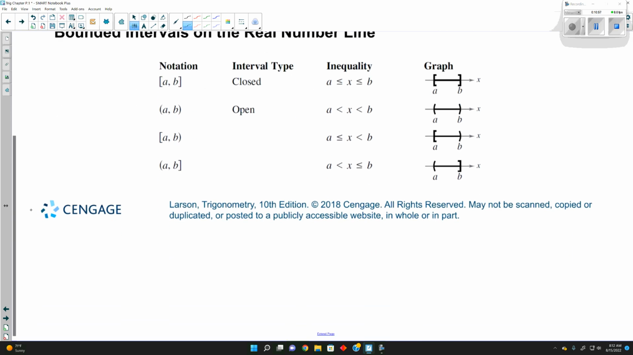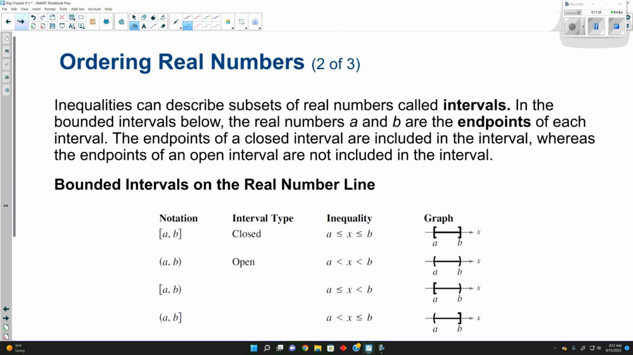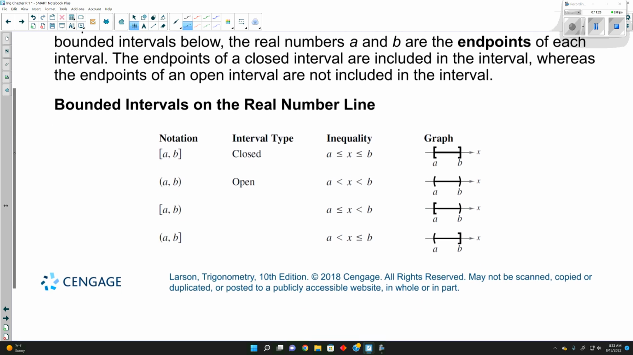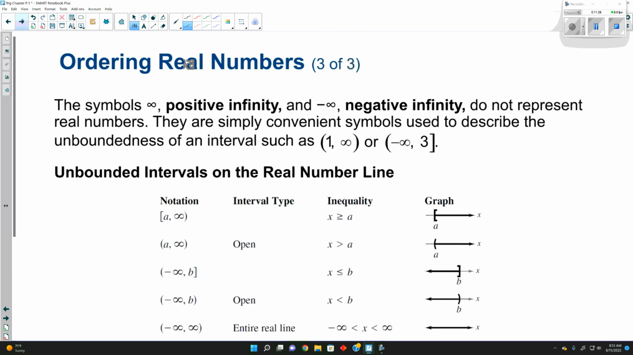We have different sets that we can have. We can have bounded. Bounded means that there's two ends. There's a start and finish for every single one. And there's different ways we can have it. We can have it closed where we have brackets on either side, both filled in. Or we could have it open, parentheses on both sides, so open circles. Or we can have it half, where one's closed and one's open, or one's open and one's closed. Same type thing.